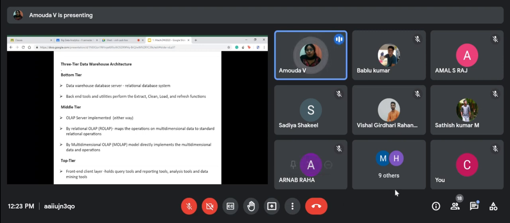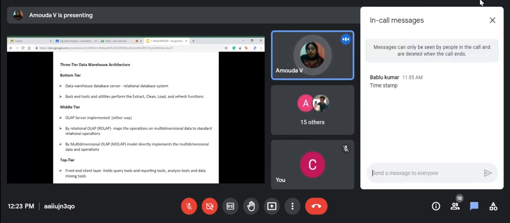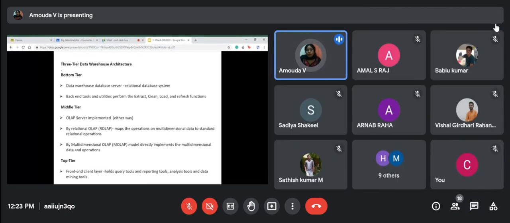Actually, this middle tier does the job of getting the data from the bottom tier, analyzing it properly, and giving it to the top tier. That is the front client layer, where you people are, the users. It holds the query tools, reporting tools, analysis tools, and data mining tools.